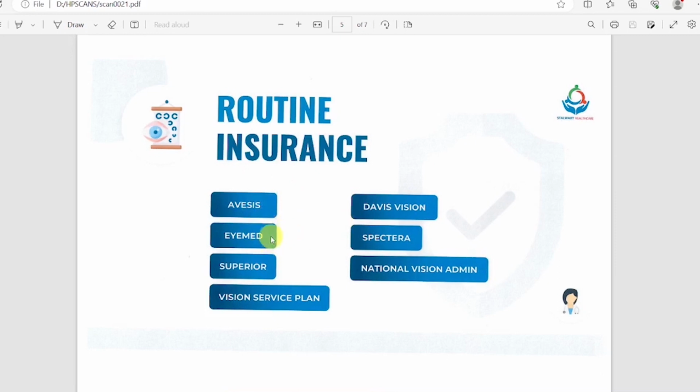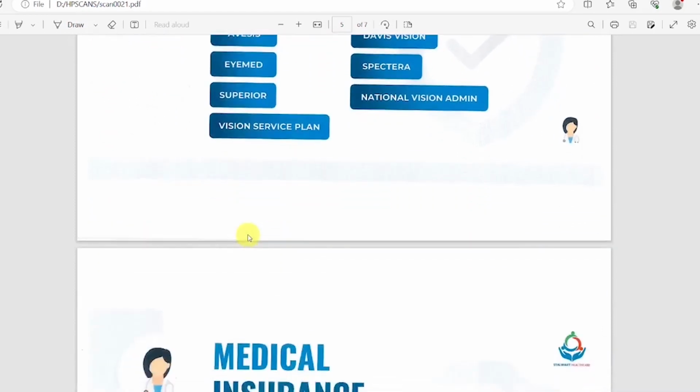If you have a routine diagnosis and you come in for a comprehensive eye exam, it will be submitted to one of these insurances if you have it. And it can also be covered by your medical insurance. We have HMOs. Some HMOs do cover these routine diagnoses as well.